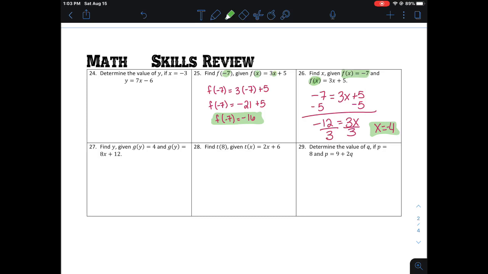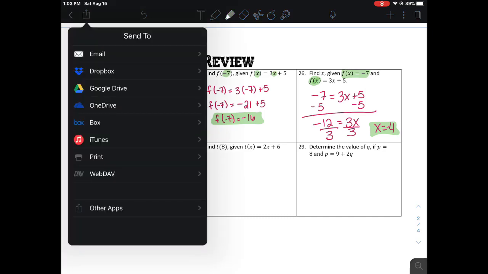I'm actually going to walk you through how to turn this in from Notability so that you get the points for doing this. Okay, so we're going to go back up to that. I don't even know what this button's called. The send, the share. I'm not sure. Okay, so we're going to hit that. Send to. We've got email, Dropbox, Google Drive, OneNote. You've got a bunch of stuff there.